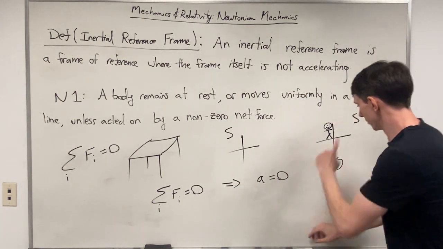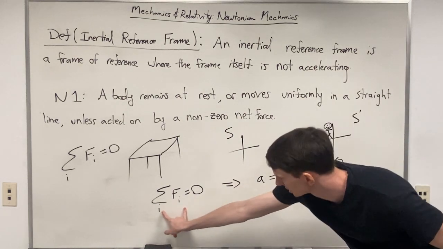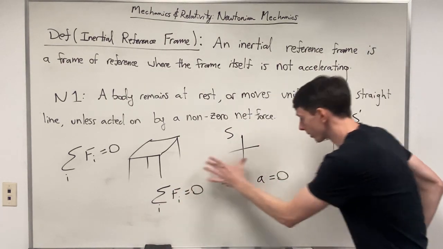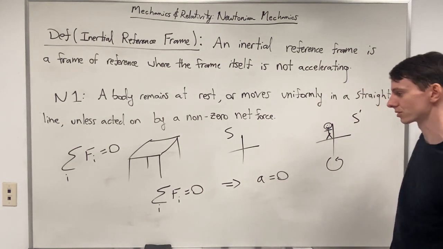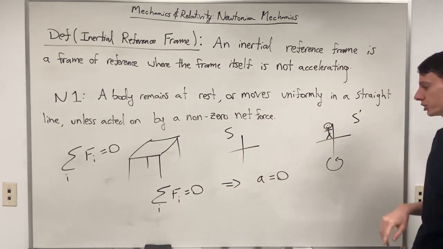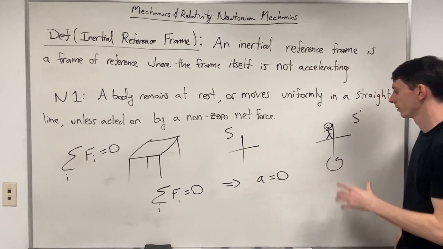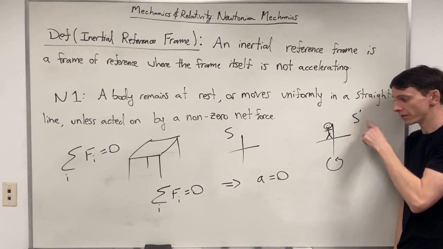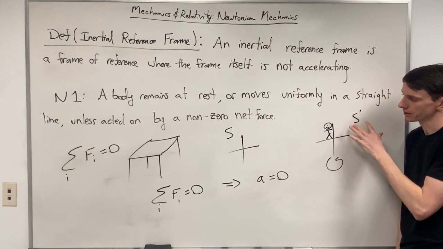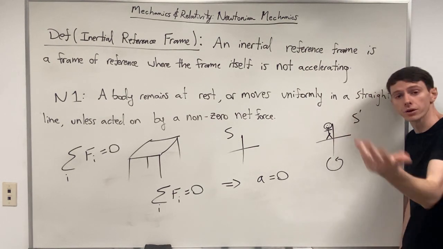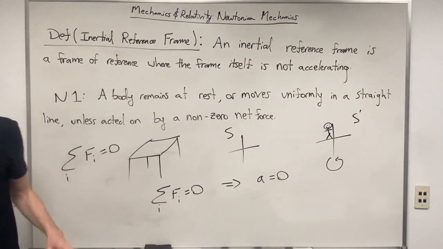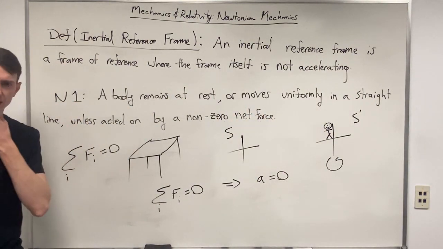So in the non-inertial case, the net force could be 0, but we could still get a non-zero acceleration. And because this if-then condition didn't get upheld in the case of S prime, that's why we determined that objectively S prime is the non-inertial frame, and S is the inertial one. Okay. So hopefully this makes sense.